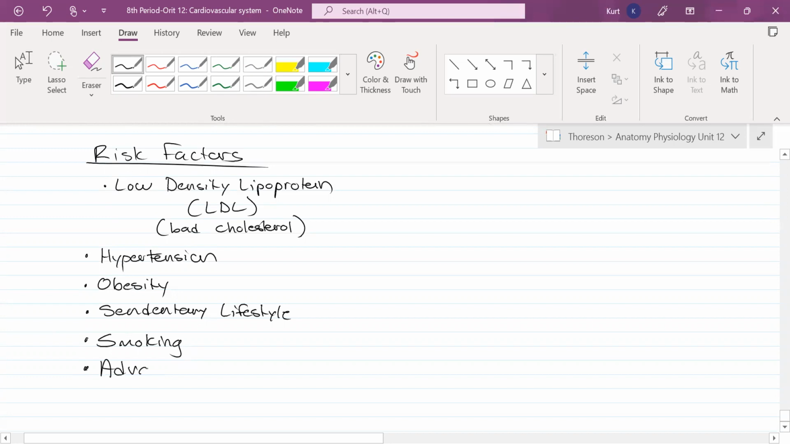Advanced age. When you get older, your blood vessels just get weaker. Your heart gets weaker. A lot of seniors die of heart attacks and diabetes. Those are risk factors.